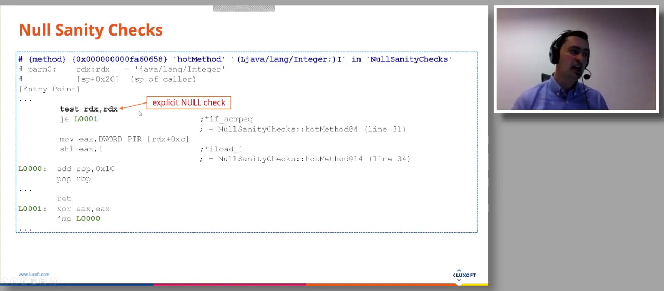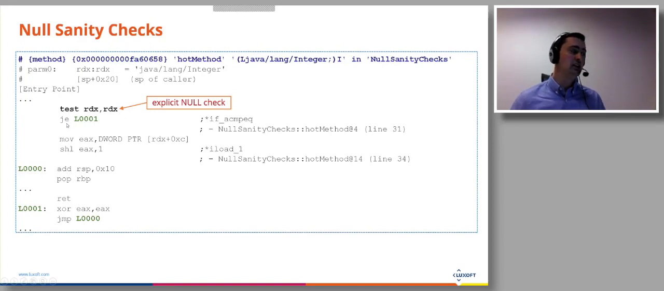Because the just-in-time compiler now has more context. Because the hot method was called with null, it thinks there might be other cases to call the hot method with nulls, which means mainly to add an explicit test. And this test says that if this integer is null, there is a jump to L001. L001 says, I just want to return zero, so it does an XOR between EAX and EAX, which is an optimal way of returning zero, and does another jump to this label, which is mainly the exit routine from that method.